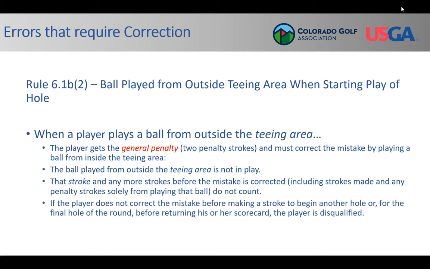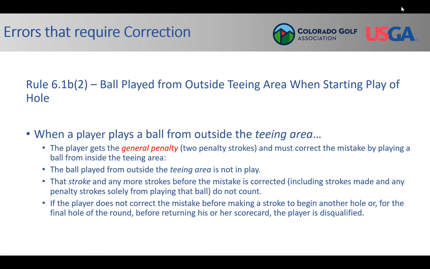Again, back to that second bullet point, that ball played from outside the teeing area is not a ball in play. When we talk about the status of the ball and having a ball that is in play versus out of play, you know, what is a substituted ball? When does the substituted ball become the ball in play? Or a provisional ball, when does that become the ball in play? We can only put a score on our scorecard with a ball that is in play. We don't have a valid score for a ball that is not in play.